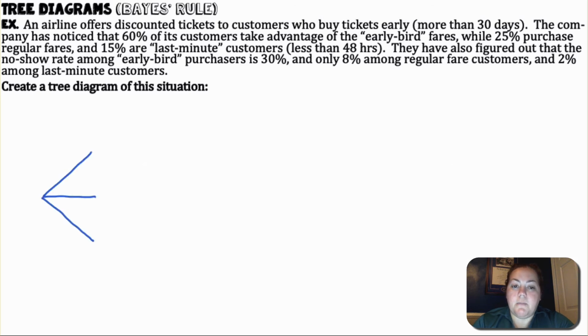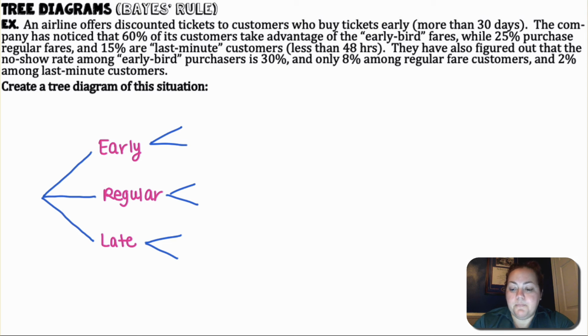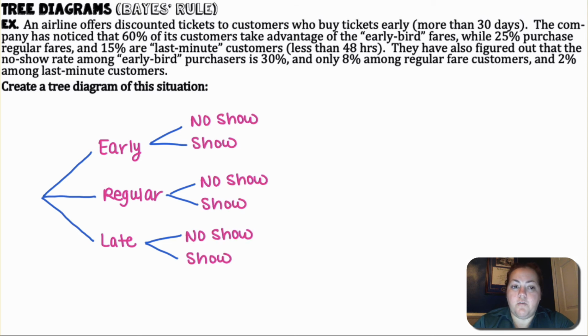All right, so I have 3 possibilities. They either purchase a ticket early, regular, or late, and then they either are a no-show or they show to that flight. All right, so these are kind of my branches. So I know that 60% of customers purchase early, 25% regular, and 15% late. Of those that purchase early, 30% are no-shows, which means 70% do show. Of those that purchase regular, 8% are no-show, which means 92% show. Of those that purchase late, 2% are no-shows, which means 98% are showing.